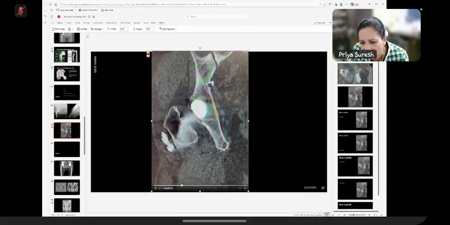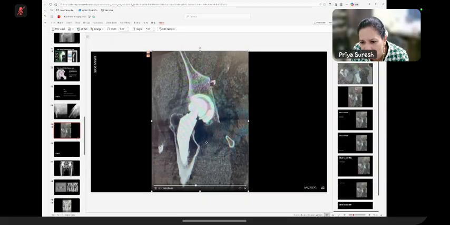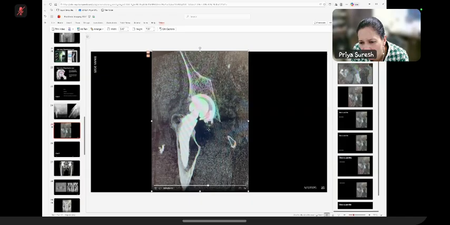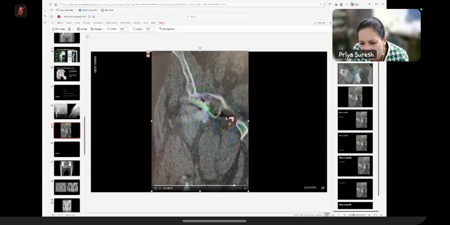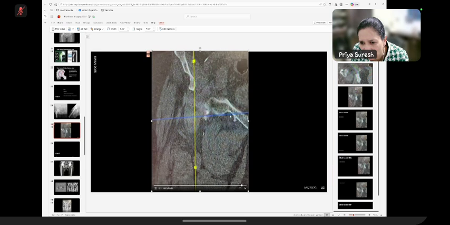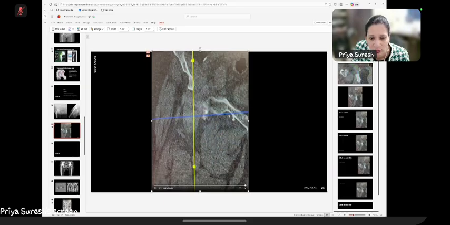you can see multiple fragments, and the orthopods wanted to know where the fragments are and whether they need to fish out any of them, because they can cause local inflammatory response.